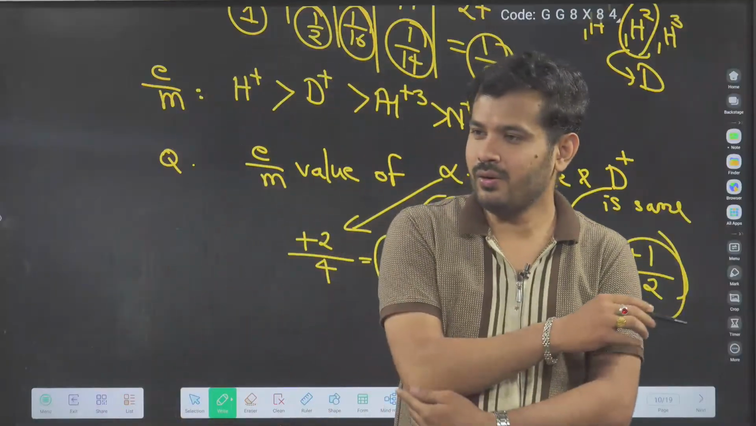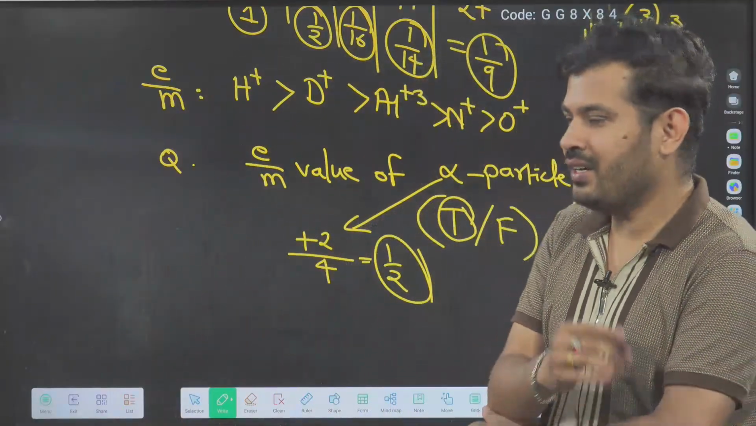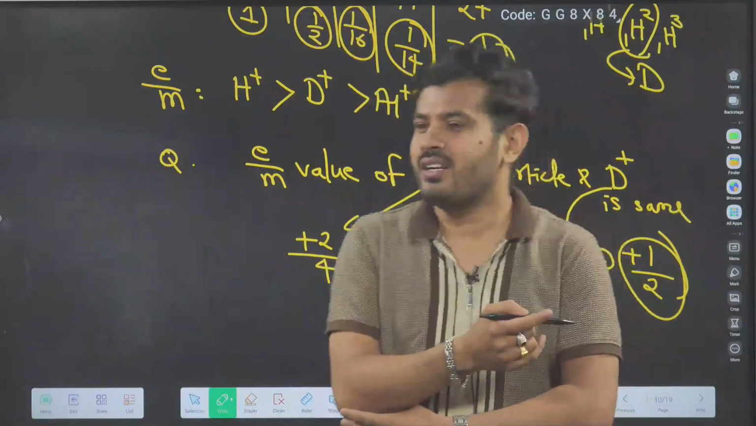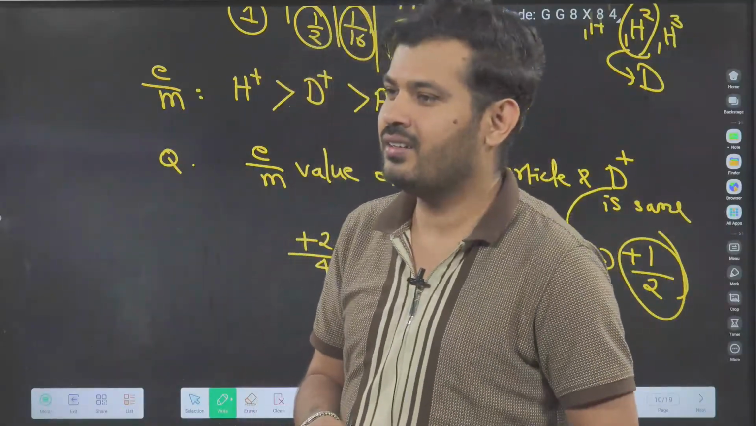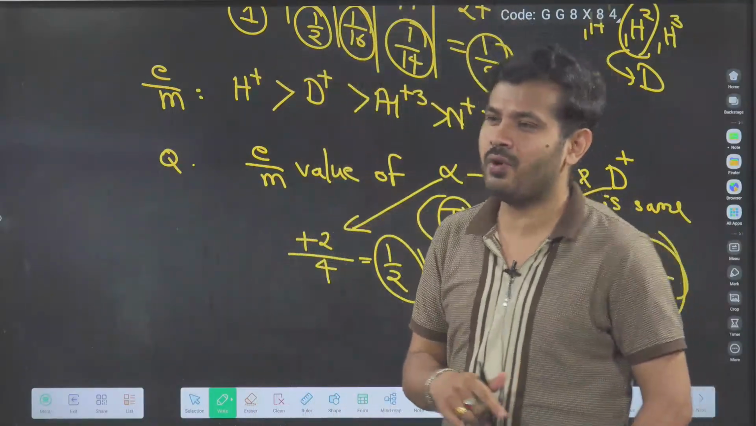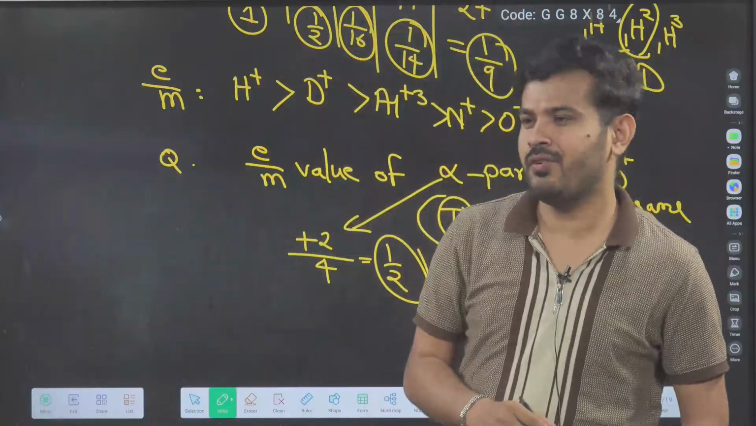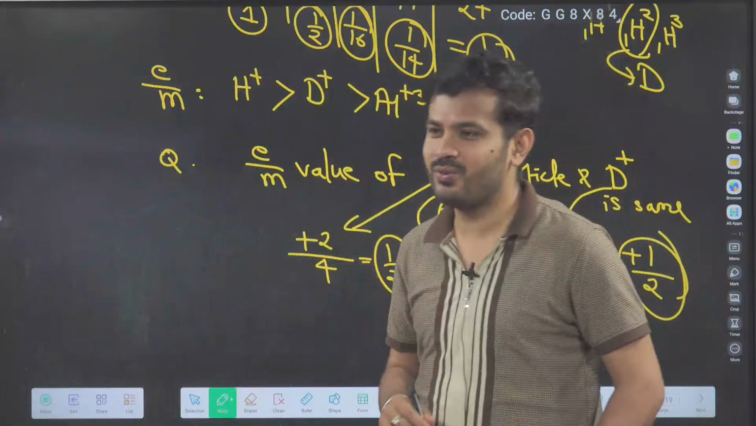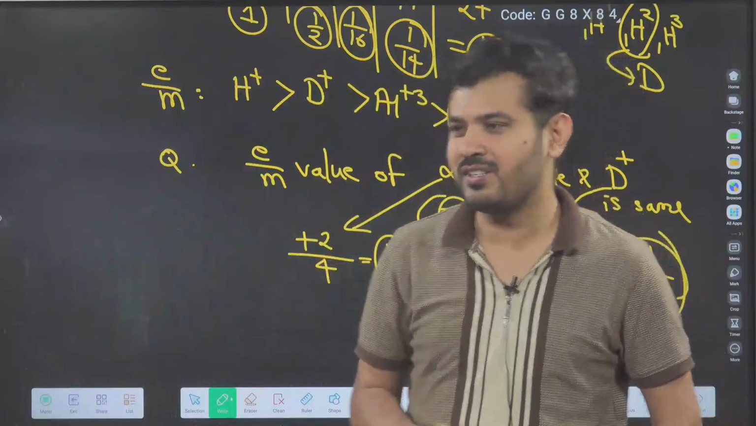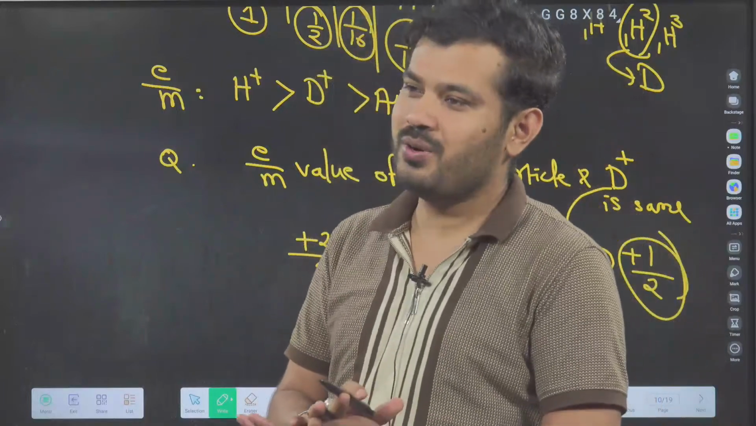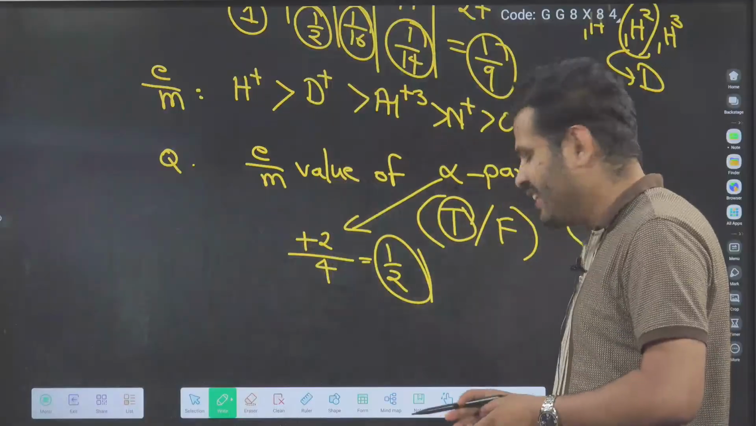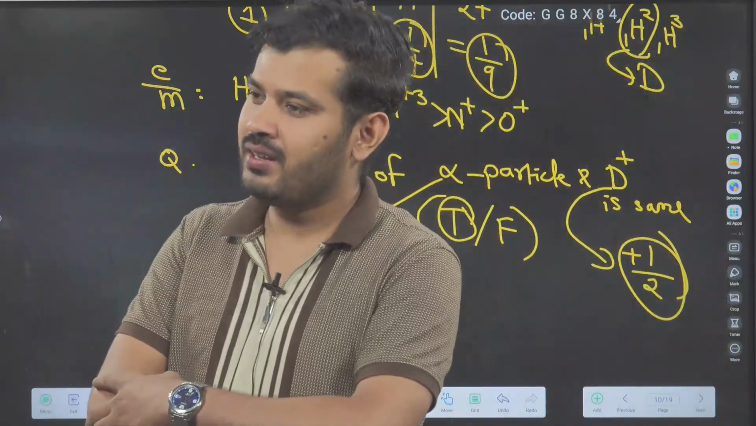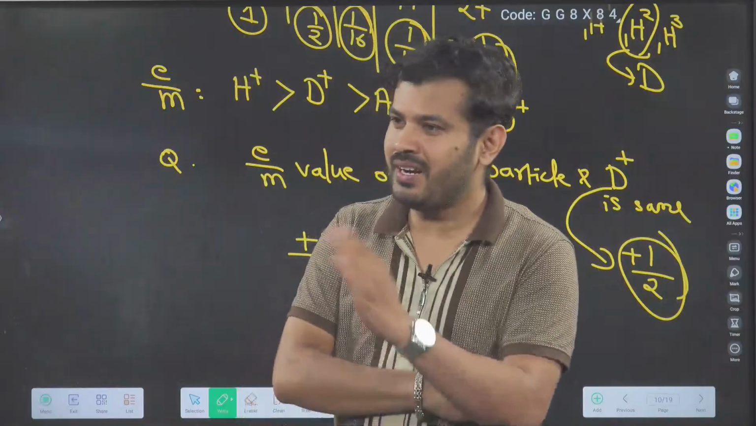Chalo. So now let us conclude what we have discussed in today's class. Rest of the thing we will discuss in the next class, right? The discovery of neutron is not that important. Talking about NEET point of view, they have never asked anything. So in today's class we have discussed the cathode ray experiment and anode ray experiment.